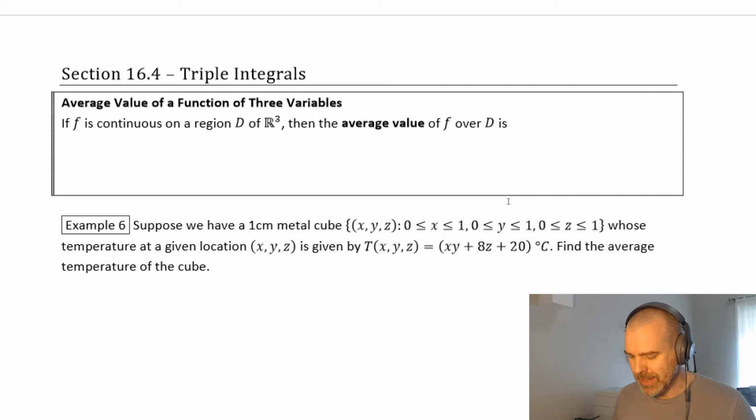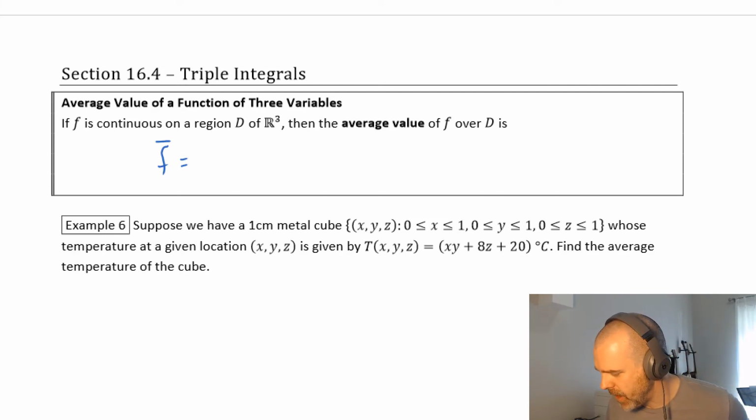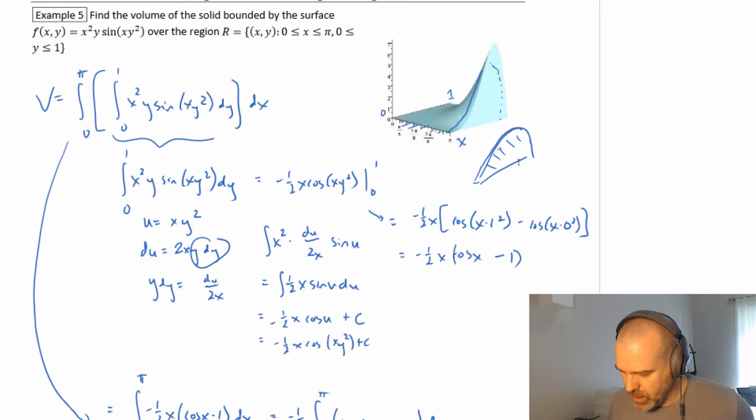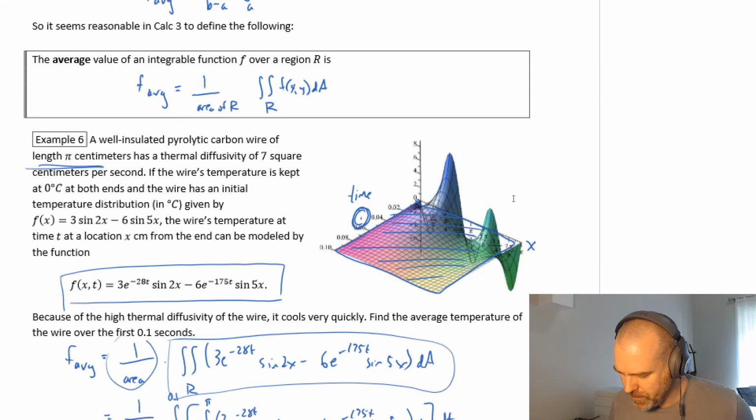Okay, last part here. Suppose we have a function of 3 variables. We have talked about this, like mass or temperature. I've talked about that before. That's the example we're going to do. The average value, which we denote with a little bar over it, is, if you recall, from 16.1. There we go.